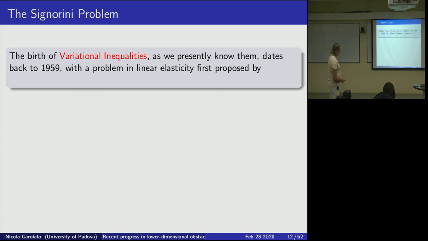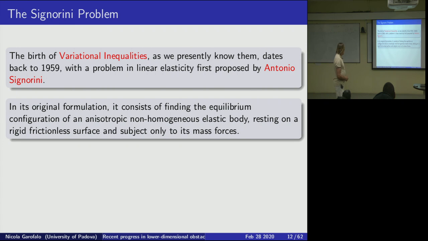So the birth of variational inequalities as we presently know them dates back to 1959 with a problem in linear elasticity first proposed by Antonio Signorini. Signorini formulated this question: he wanted to find the equilibrium configuration of an isotropic non-homogeneous elastic body that rests on a rigid frictionless surface and is subject only to its mass forces.